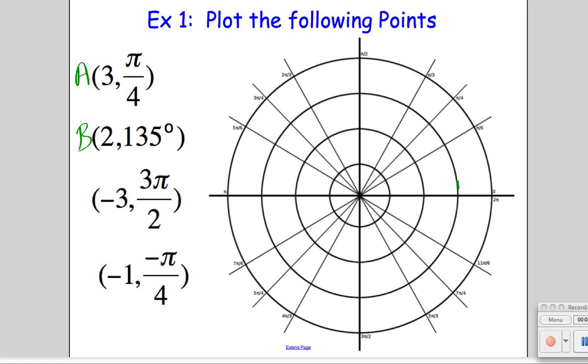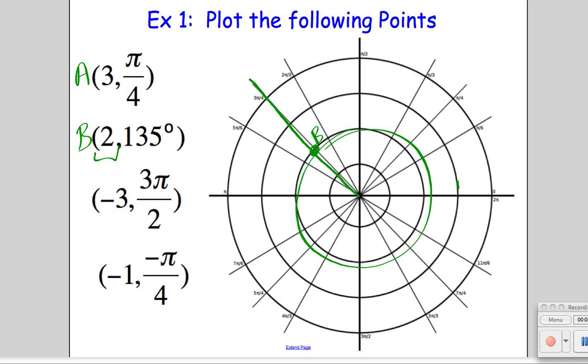Point B is a point that is on the second ring because of the 2 here. It's on the second ring, 2 away from the origin, and it's at 135 degrees. So I have to find 135 degrees, and that is on this ray right here. So it is right here, that point.